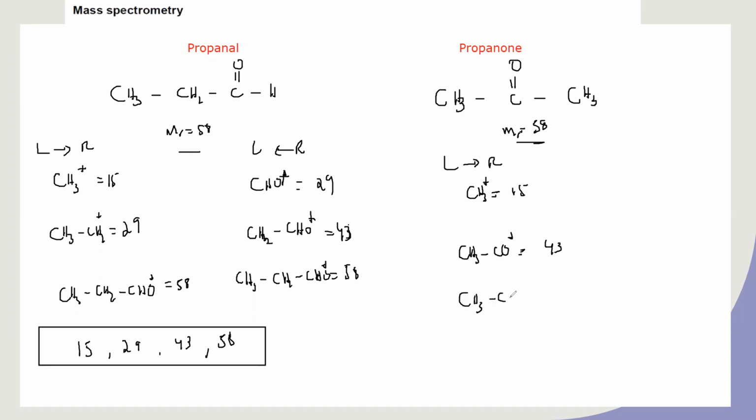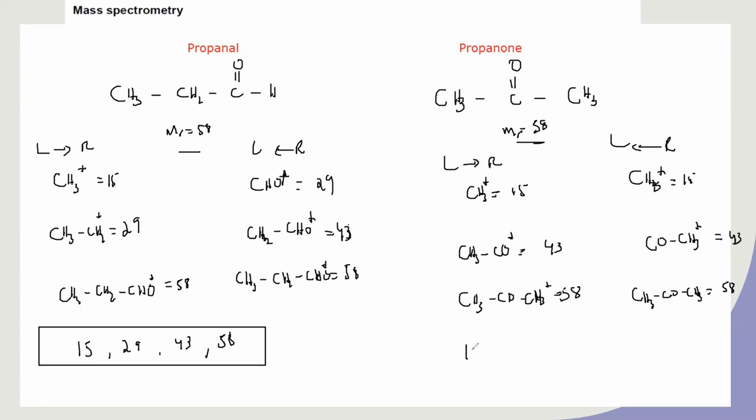Or you might have CH3, CO, CH3, the molecule. So you'll get a peak at 58. Breaking from right to left, you will get a peak at CH3, which is 15. You will get a peak at CO, CH3, that is 43. And you can get a peak for the whole molecule, CH3, CO, CH3, which is 58.